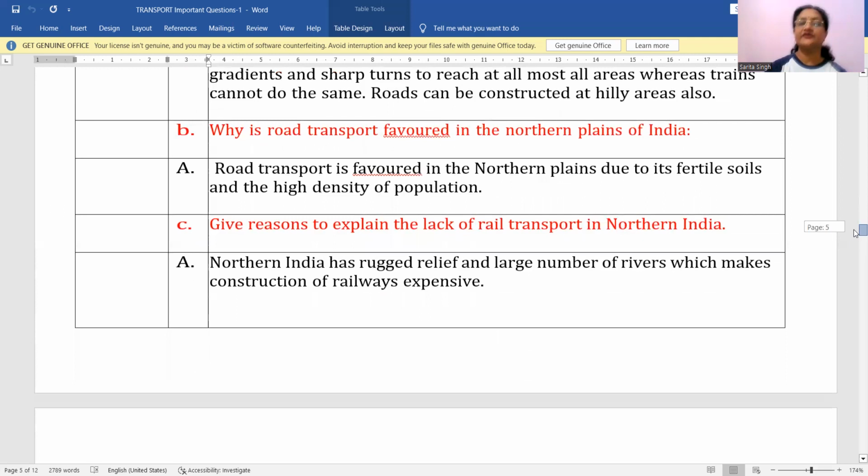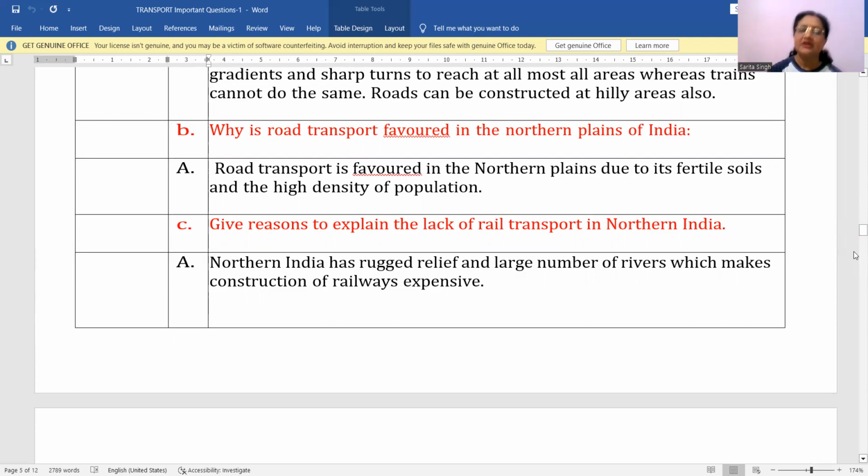Then next, why is road transport favored in the northern plains of India? Road transport is favored in the northern plains due to its fertile soil and the high density of population. Most of the industrial centers and most of the urban areas, cities, are actually found within the northern plains, right? Maximum density of population you will find in the northern plains. So that makes actually the requirement of road there, right? Because if the people are there, they need to move. Okay, so road transport is the cheapest means for that. Next is give reasons to explain the lack of rail transport in northern India.